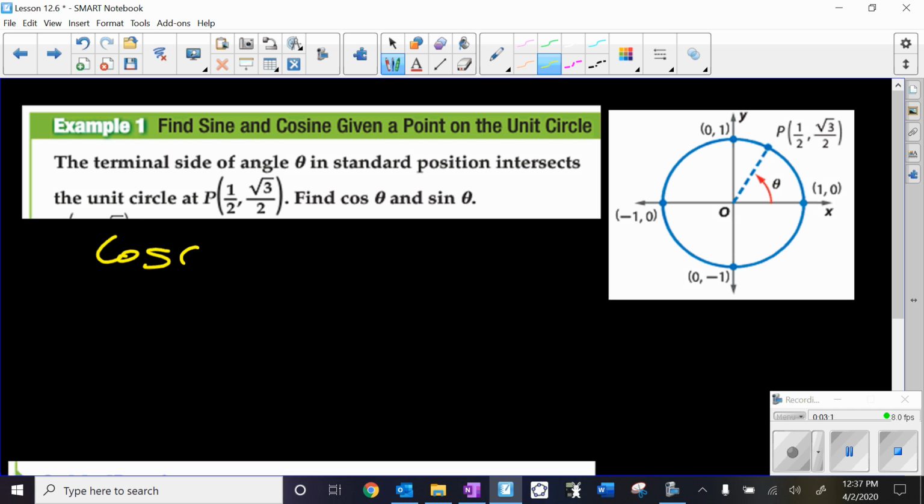We just said that cosine of theta is equal to the x value of my point. The x location is 1/2, so cosine of theta is 1/2. We know that sine of theta is the y value. The y value on this point is square root of 3 over 2, which equals our sine of theta.